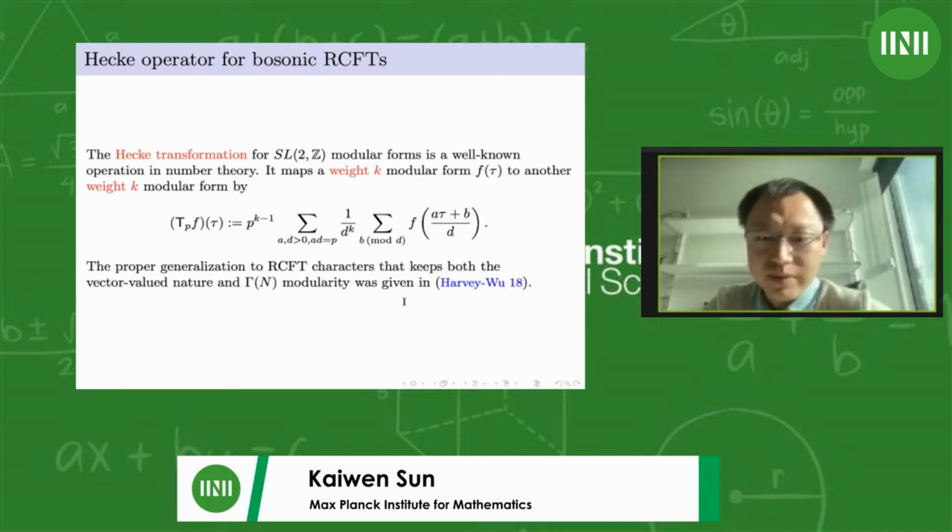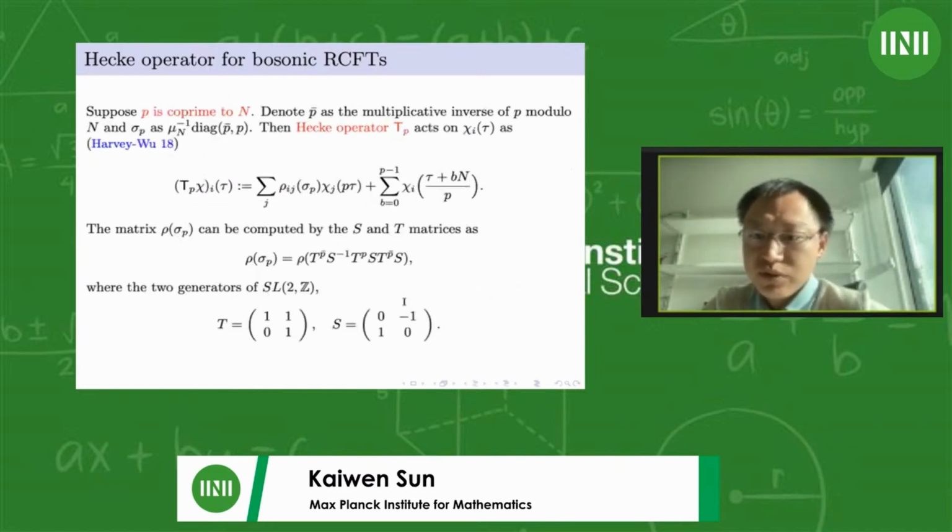This Hecke operator should keep both the vector valued modular form nature and the gamma N scalar valued modular form nature. As Harvey and Wu defined, in this case the T_p, the p should be coprime to the conductor N. And we denote p bar as the multiplicative inverse of p modulo N, which means that p bar times p is equal to 1 modulo N.